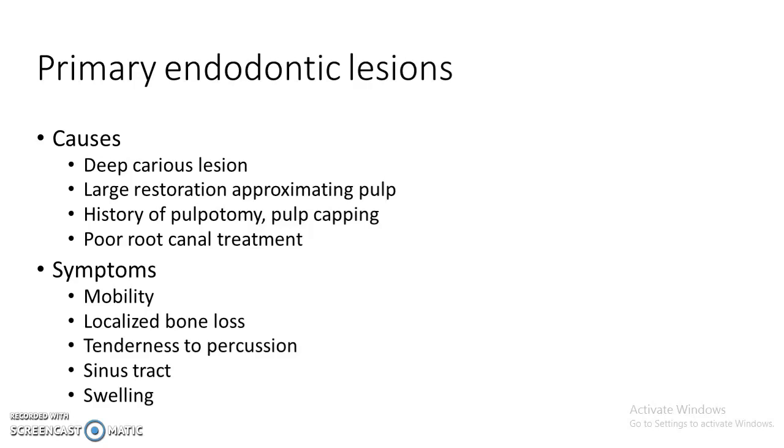And the primary endodontic lesion is caused by any deep caries, or any large restoration that is approximating the pulp, and poor root canal treatment, when not obturating the full length of the root, partial obturation. And the symptoms like mobility, localized bone loss, tenderness to percussion, sinus tract, and swelling. A patient who comes with pain will be differentiated as periodontal or pulpal by the horizontal tenderness and vertical tenderness.